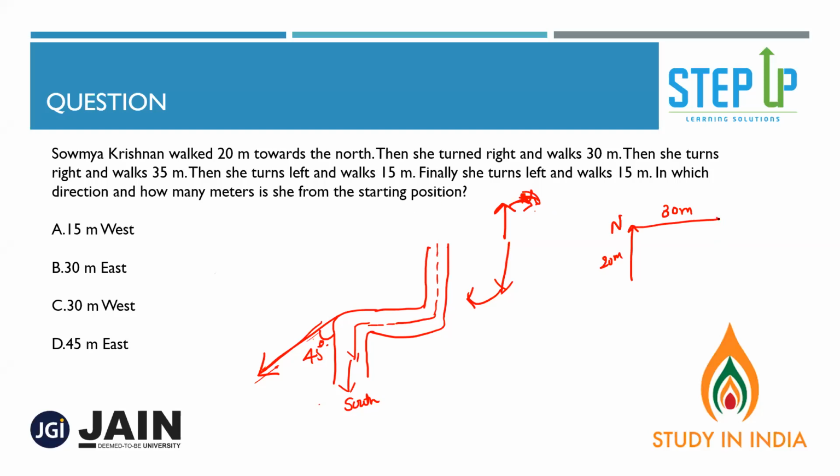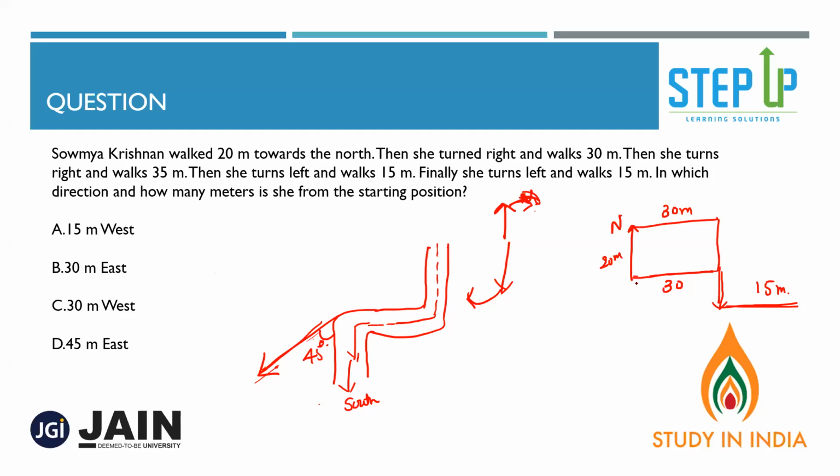Now my right will be this side again. My right will be this side, and I walked 35 meters. So this is 20 and then another 15 I walked. Finally, she turns left. So if she turns left, this is another 15 meters. In which direction and how many meters? So this is 30 meters, and then another 15 meters.